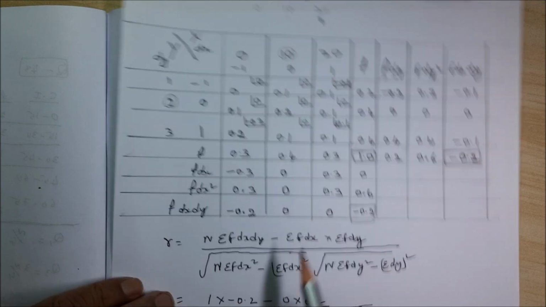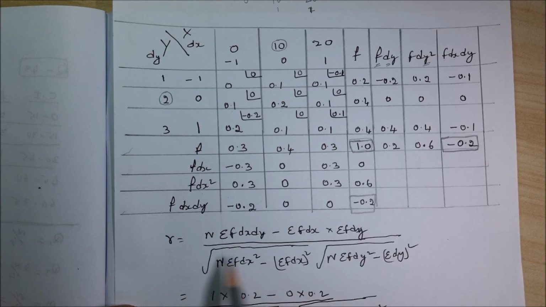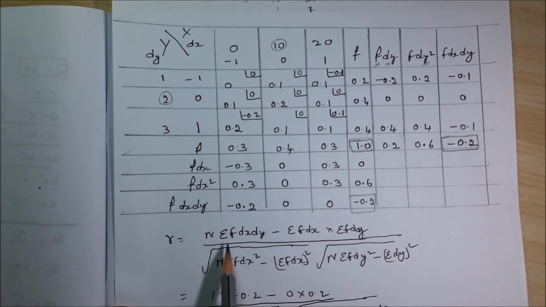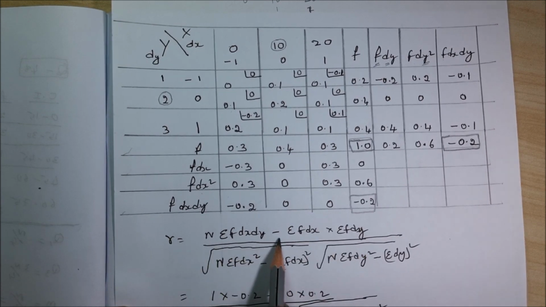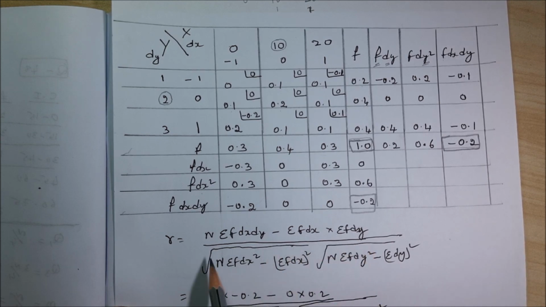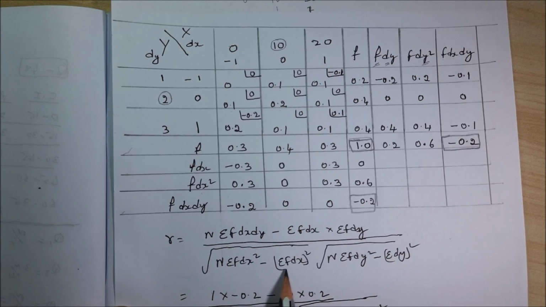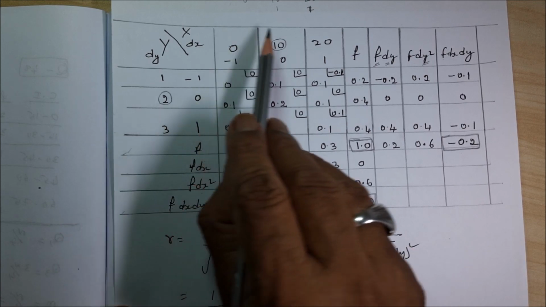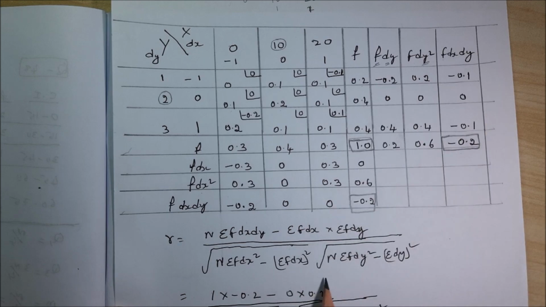Then apply the correlation formula: r is equal to n into summation f dx dy minus summation f dx into summation f dy, divided by root of n into summation f dx square minus summation f dx whole square, then again root of n into sigma f dy square minus sigma f dy whole square. This is the shortcut method. Whenever you take deviation, it is the shortcut method.